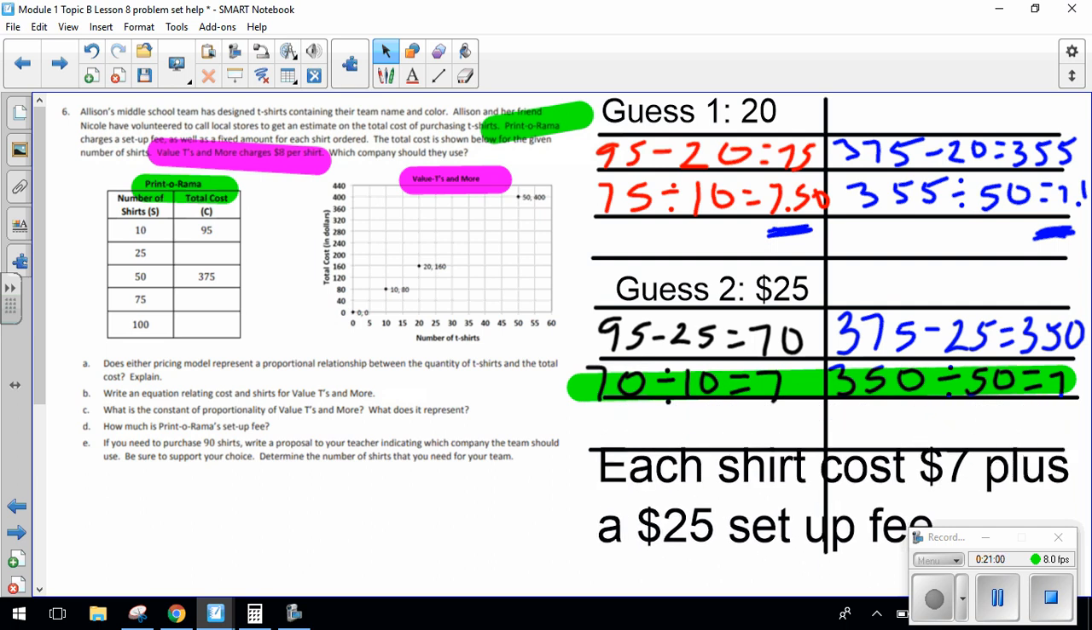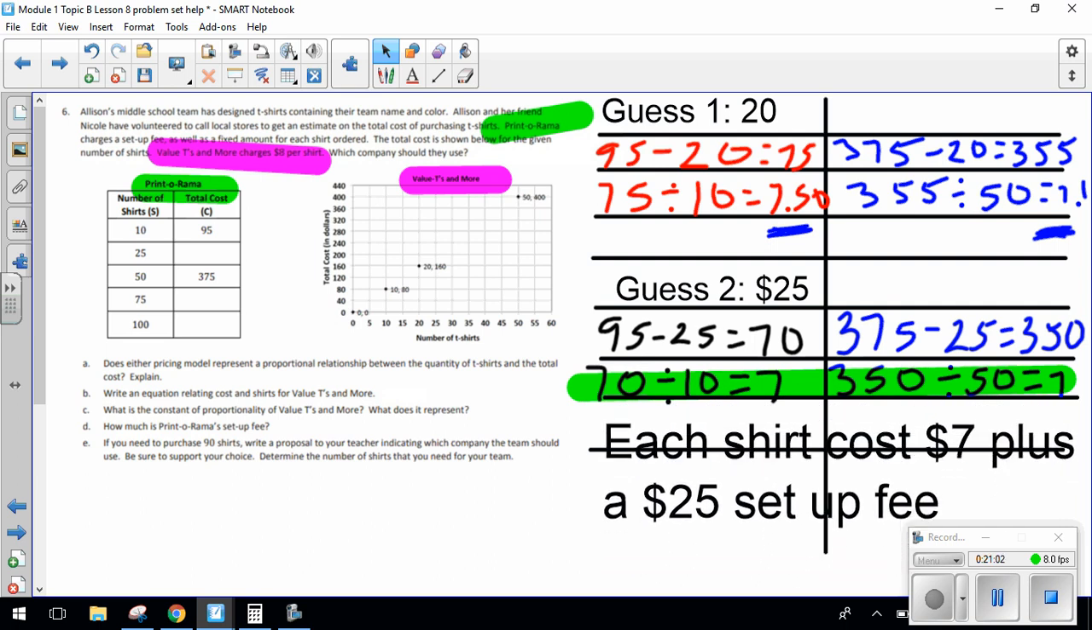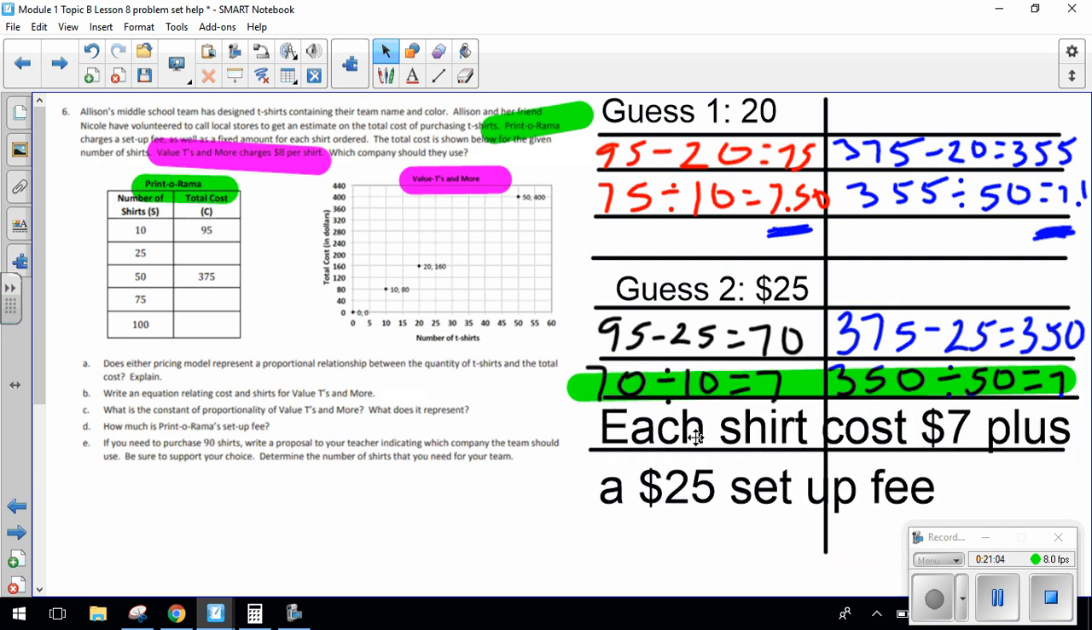Okay, now that we know this, we could answer all the questions listed here. So part A says, does either price model represent a proportional relationship? Well, if I take my line here and start at 0, I am able to go through all the points and make a straight line. So the answer is yes, Value T and More is proportional because our line is not only straight, but it also goes through 0, 0.